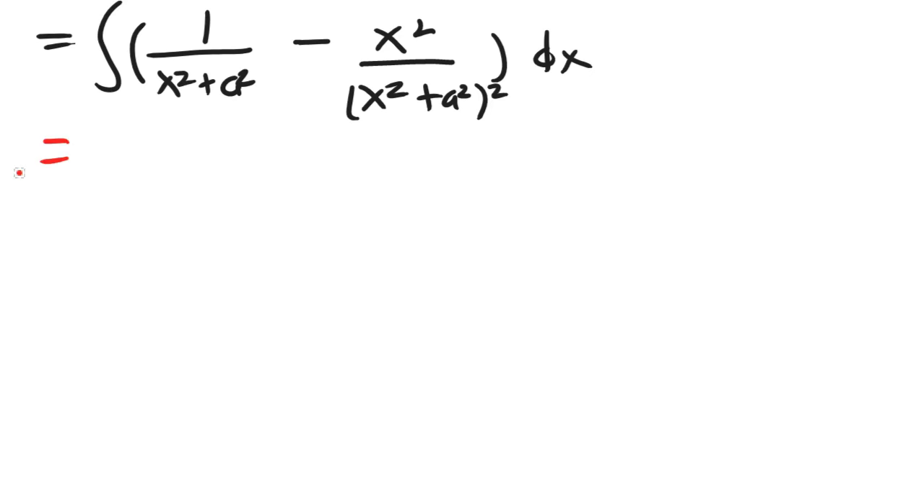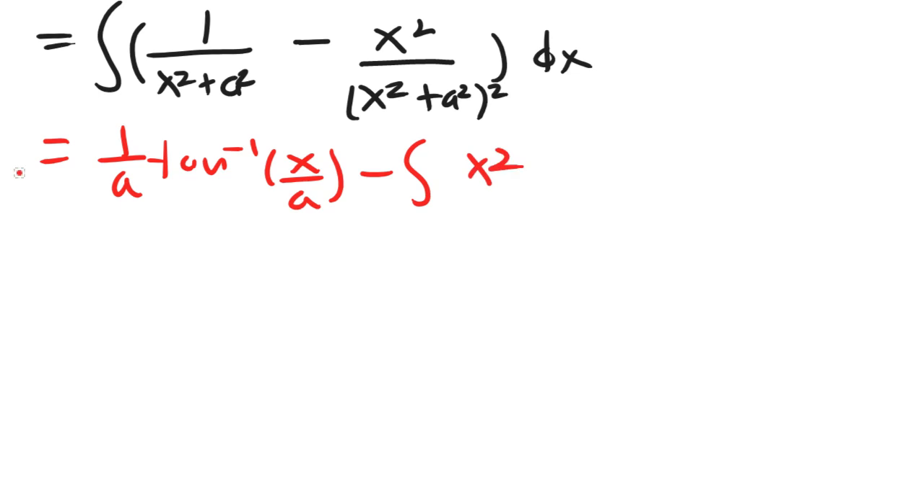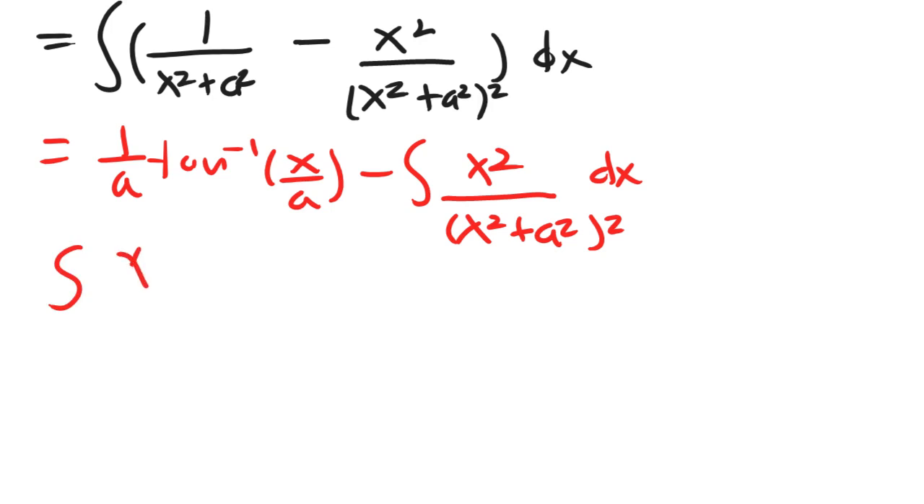So the first part is going to be 1 over a arctangent inverse of x over a, minus, but now we have an integral that we may need to work out, right? Where we have x squared over (x squared plus a squared) squared, dx. Okay, so this is where we're at now. We're at the problem of similarly needing to find the integral of x squared over the sum of x squared and a squared, squared. That's a lot of squares, right?